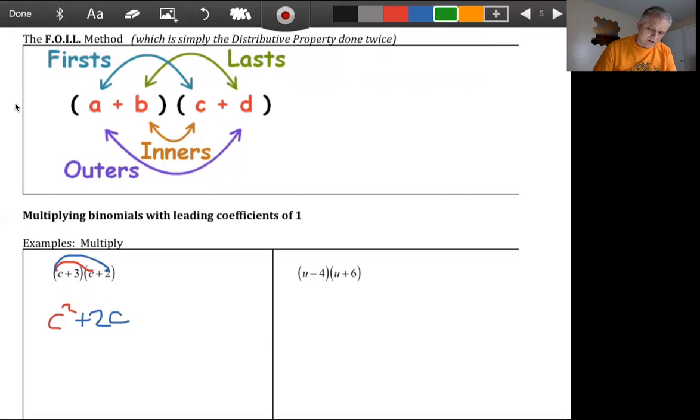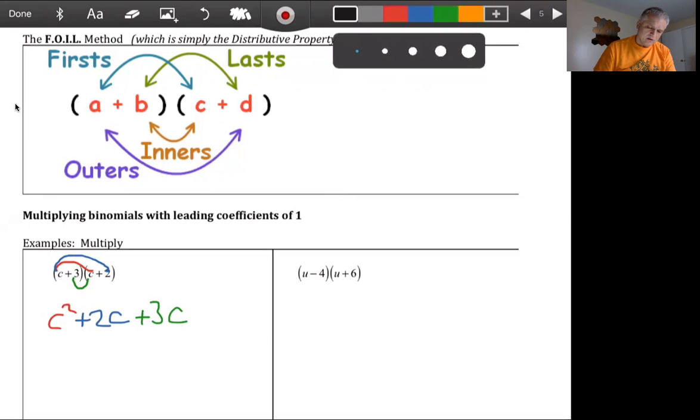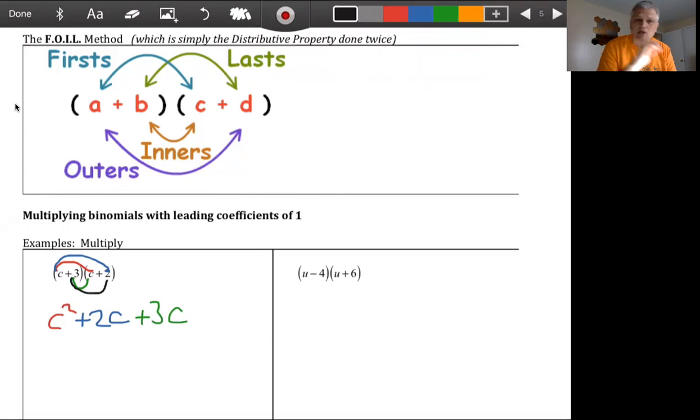Let's make it come right out of the 3. There we go. Now that 3 must be distributed. So plus 3 times C is plus 3C. And then finally, we got to take that 3 and we have to multiply it by the plus 2. So plus 3 times plus 2 is 3 times 2, 6.